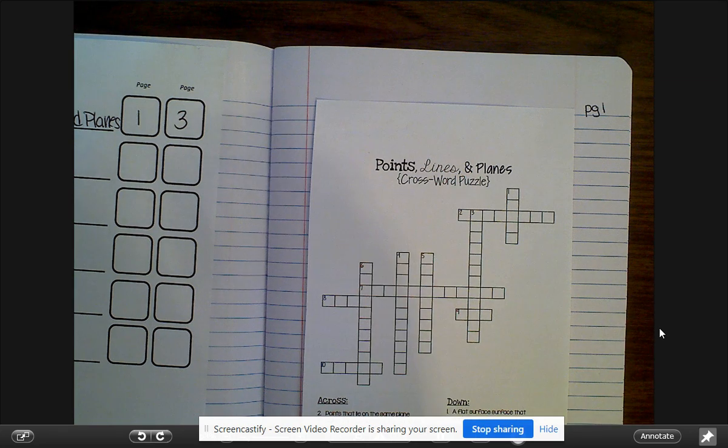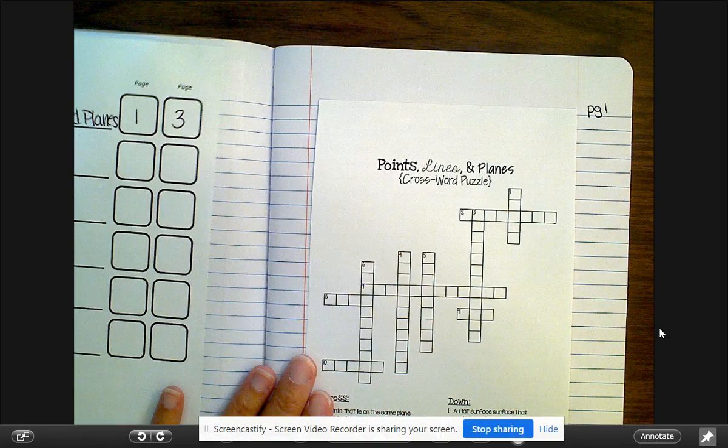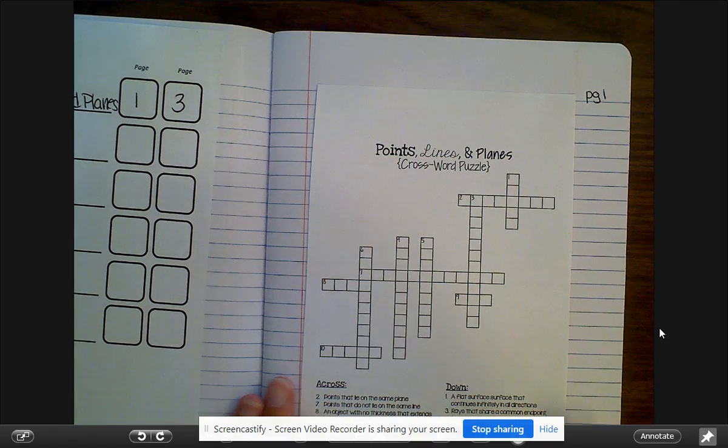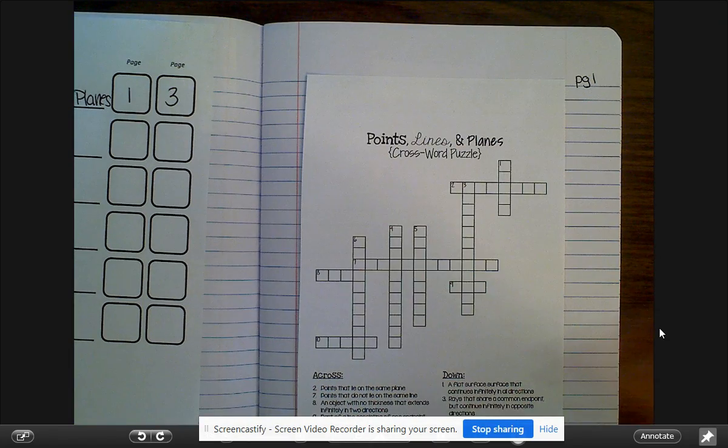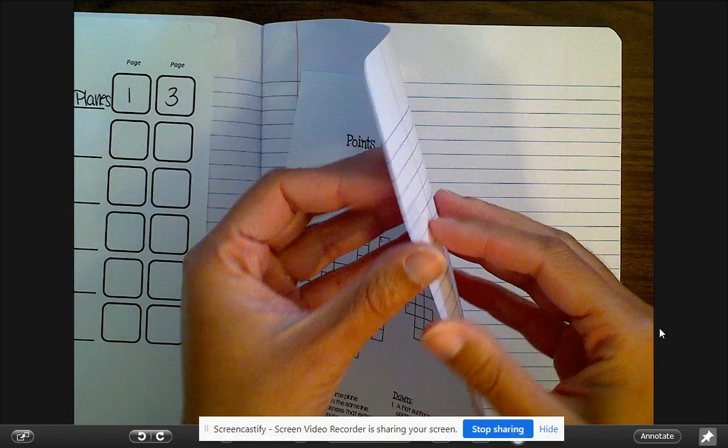And I'm going to tape this one down. Again, you can use tape or glue. Tape for me because it's faster. Now, this crossword puzzle is not something I'm going to do with you. So we're going to turn the page and add page 2. The very next page, right behind the crossword puzzle, we're going to have page 2.